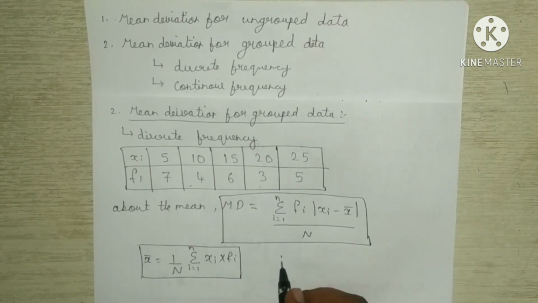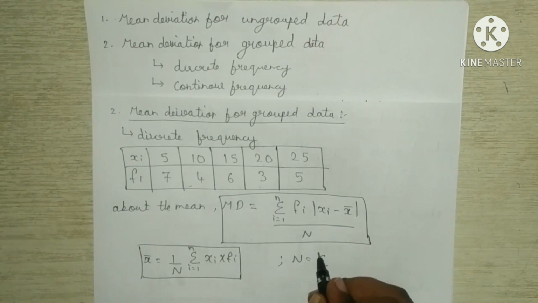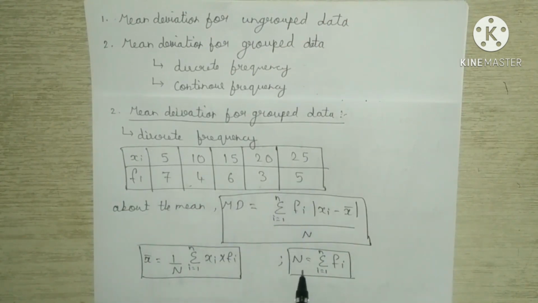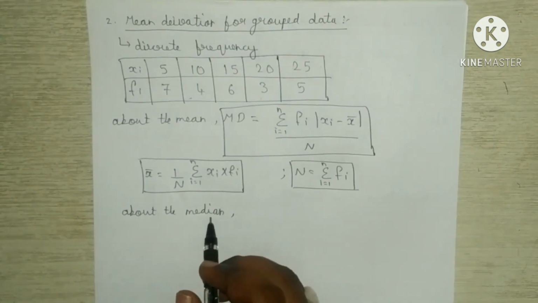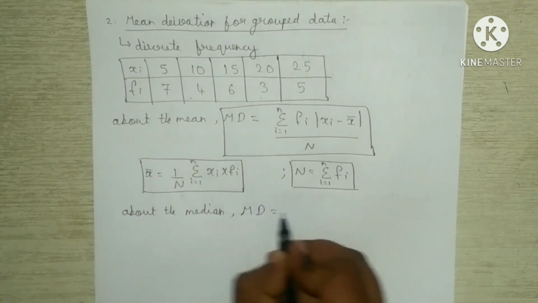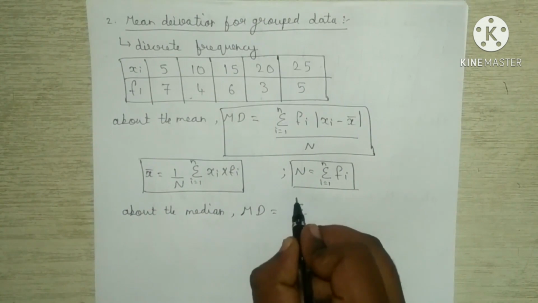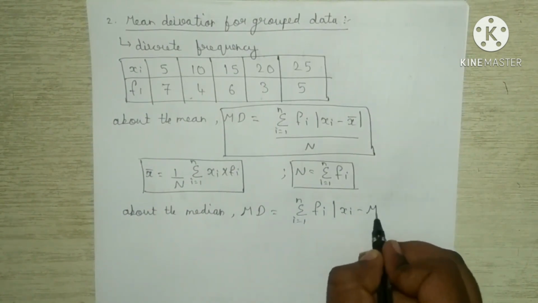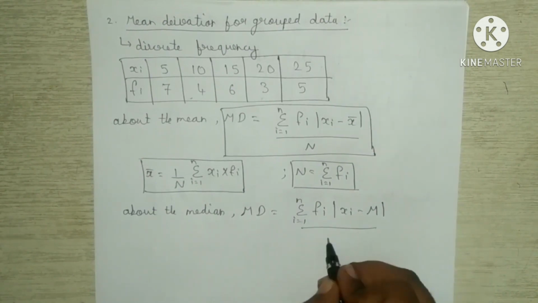Then n is equal to what? Capital N is the sum of frequencies. By adding all the frequencies, you will get one value, that is nothing but N. Next, in the question, find the mean deviation about the mean is asked, which means you need to use the mean deviation formula: summation i varies from 1 to small n, fi into |xi minus M|, all divided by capital N.